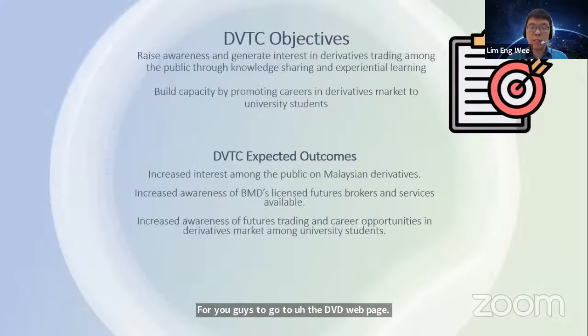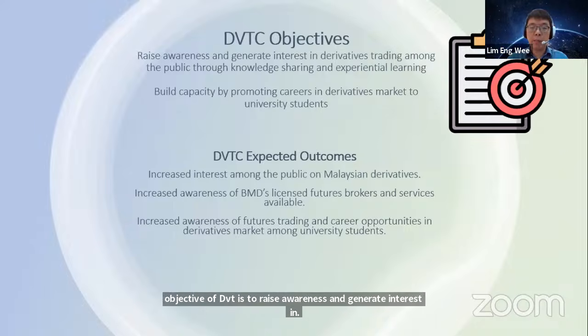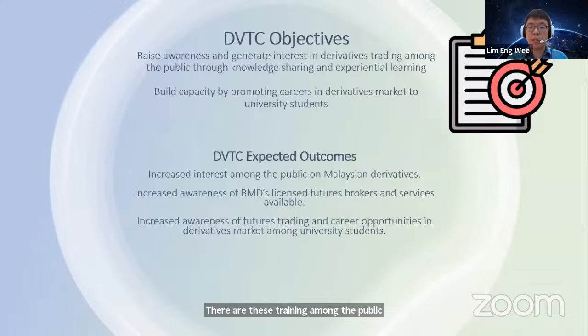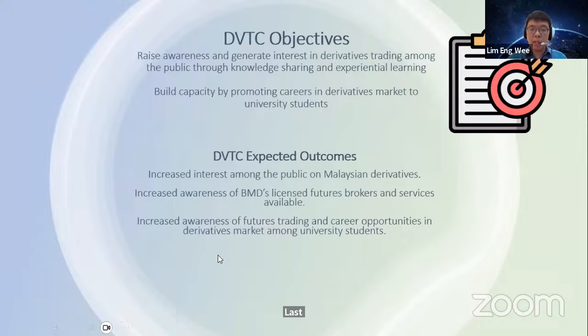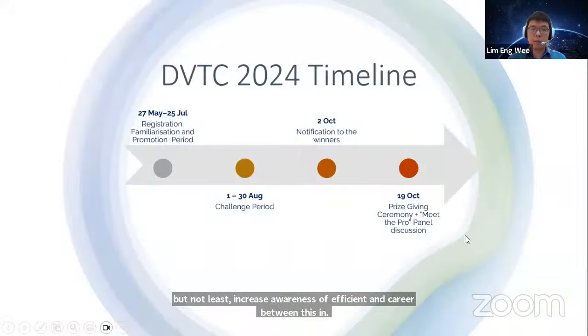The objective of DVTC is to raise awareness and generate interest in derivatives trading among the public through knowledge sharing and experiential learning, and to build capacity by promoting careers in derivatives to university students. So these are the three expected outcomes from DVTC: to increase interest among the public in the Malaysian derivatives market, and increase awareness of BMD's licensed futures brokers and services available. Last but not least, increase awareness of futures trading and career opportunities in the derivatives market among university students.